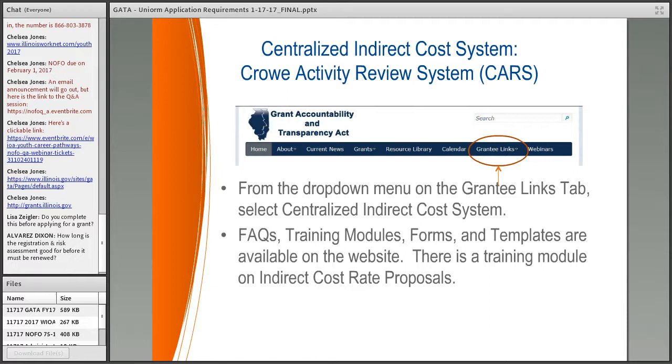Now, we've been talking about the CARS system, but there's also, on the Grantee Links tab in the GATA website at grants.illinois.gov, if you hover over the Grantee Links tab, you'll see on the drop-down menu the centralized indirect cost system. And like I mentioned, the CARS system is not publicly available. The centralized indirect cost system option on the GATA website only provides training modules, resources, frequently asked questions, and other technical assistance related to the CARS system and the process for negotiating or electing an indirect cost rate option.